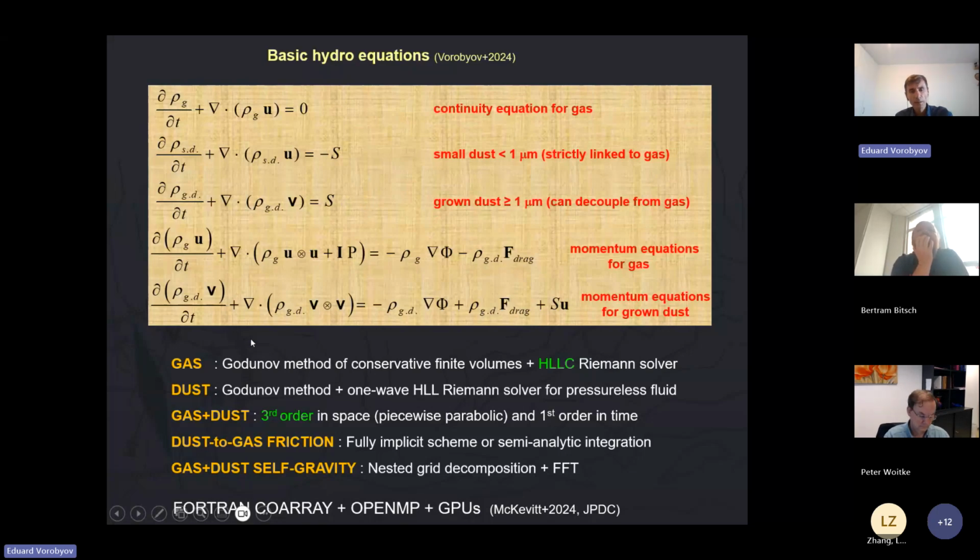The gas is solved by the Godunov method with the HLLC Riemann solver. Dust is also solved with a sort of Godunov method, but it's a pressureless fluid. For advection we use the third order piecewise parabolic scheme, which allows us to conserve angular momentum relatively well. A second order scheme didn't work well, so we switched to the third order scheme. For dust to gas friction, we use either a fully implicit scheme or semi-analytic integration.